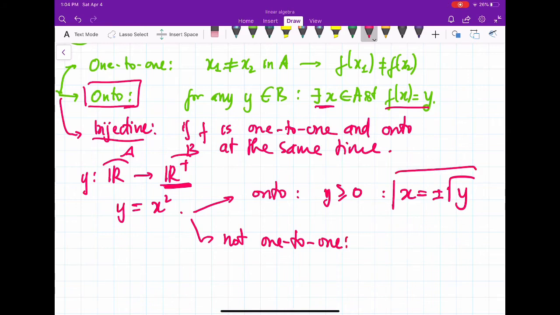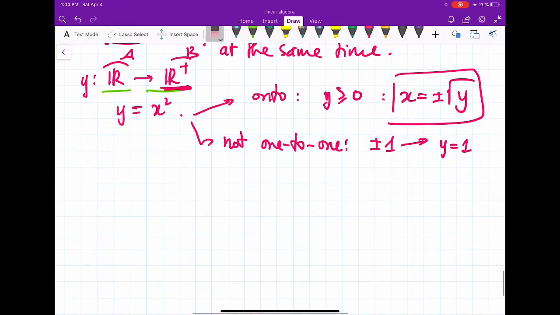Because for different numbers like plus and minus 1, you have just one image, y equal to 1. So that's not 1-to-1. And of course, if that is not 1-to-1, that is not bijective. Make sense? So it depends on how you define that function. If you define this function from, let's say, R to R, this function will not be onto.